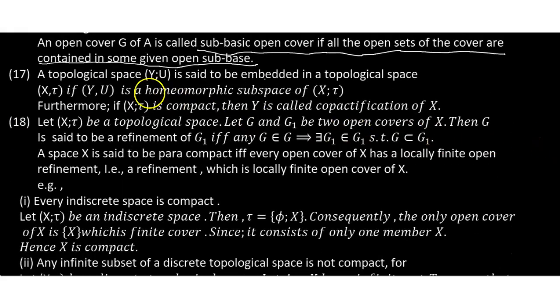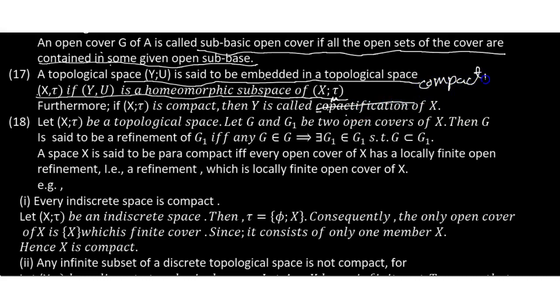A topological space (Y, U) is said to be embedded in a topological space (X, tau) if Y is homeomorphic to a subspace of (X, tau), and furthermore if (X, tau) is compact, then Y is called a compactification. Sorry, the spelling was wrong. If (X, tau) is compact, then Y is called a compactification of X.